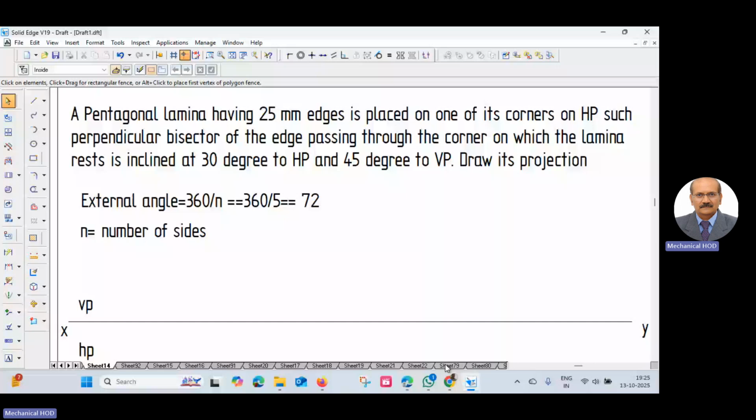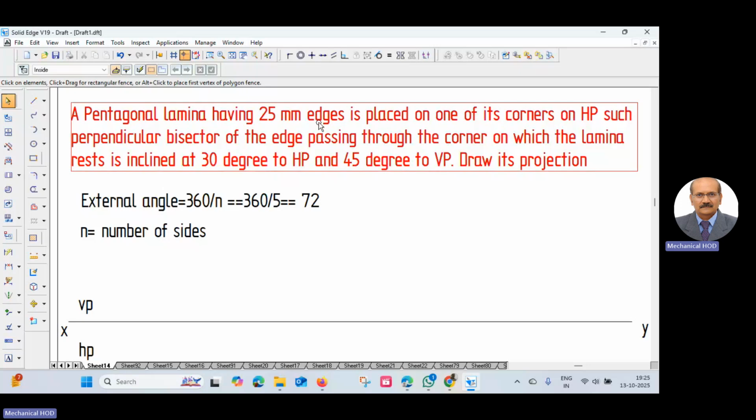Good evening, students. Today we will start projecting a pentagonal lamina, 25 mm edges. Let me go through the question. Pentagonal lamina having 25 mm edges is placed on one of its corners on HP. In the earlier videos, we have seen a lamina resting on one of its edges on HP. This is a question resting on one of its corners on HP.